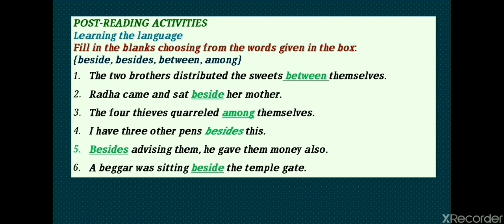Number 2. Radha came and sat beside her mother. It means she sat near her mother. Number 3. The 4 thieves quarreled among themselves. Because the number of thieves is 4, it is more than 2. So we are using the word among. I hope your every answer is right. Let's move on to question number 4.